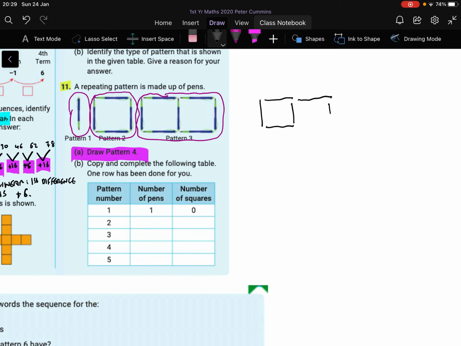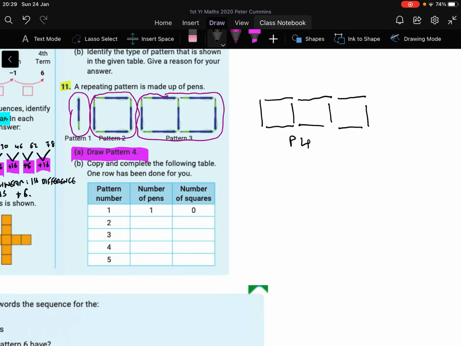So this is the same as pattern 2, or sorry, pattern 3. So this is P3. But if I want to add on pattern 4, I add another square. So that's going to be pattern number 4. So I'm adding another 3 pens.